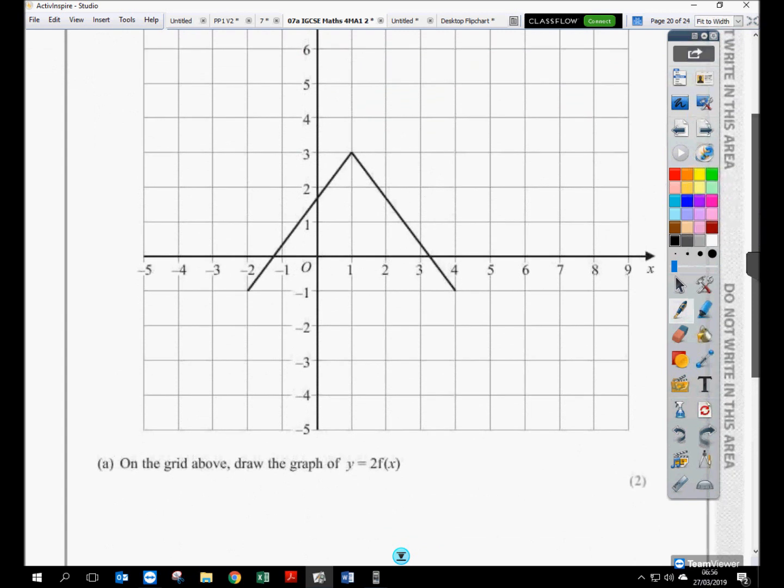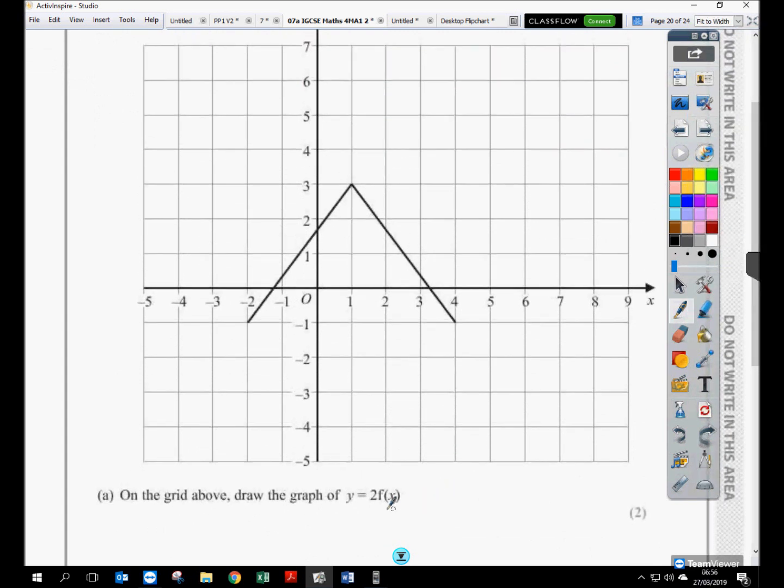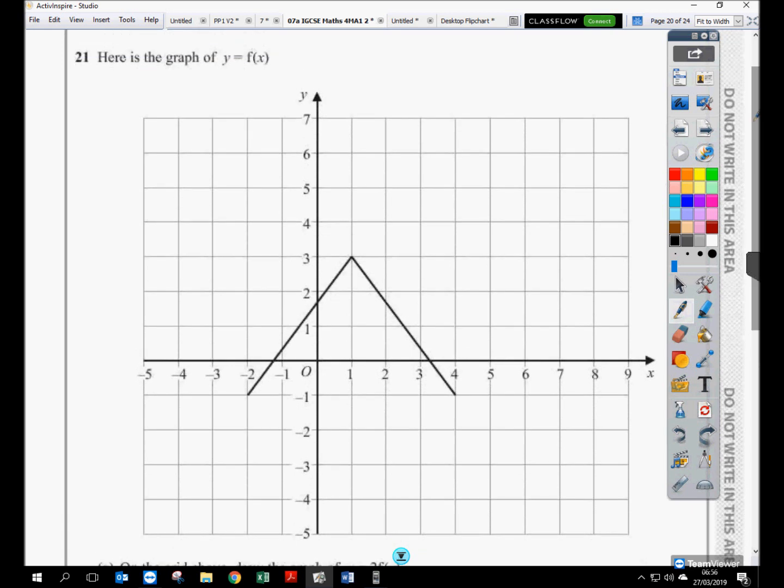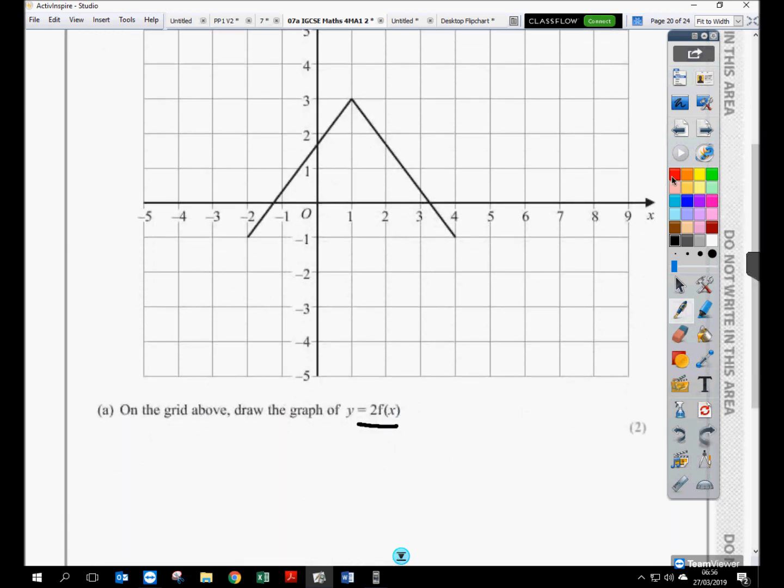Okay, next question is this one. So it says, on the grid above, sketch the graph of 2f of x. So 2f of x means, what are we doing? Well, remember that y is equal to f of x. And just keep saying that to yourself, y is equal to f of x. So what is f of x? Well, it's y.